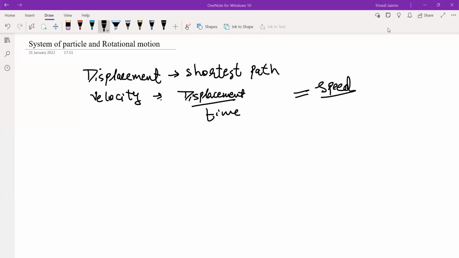Let me activate the pen. Fine. As you said, velocity is a vector quantity and speed is a scalar quantity. Now, what else? Speed is distance by time. Speed is total distance by total time taken. So displacement is the shortest path, and distance is the total path.